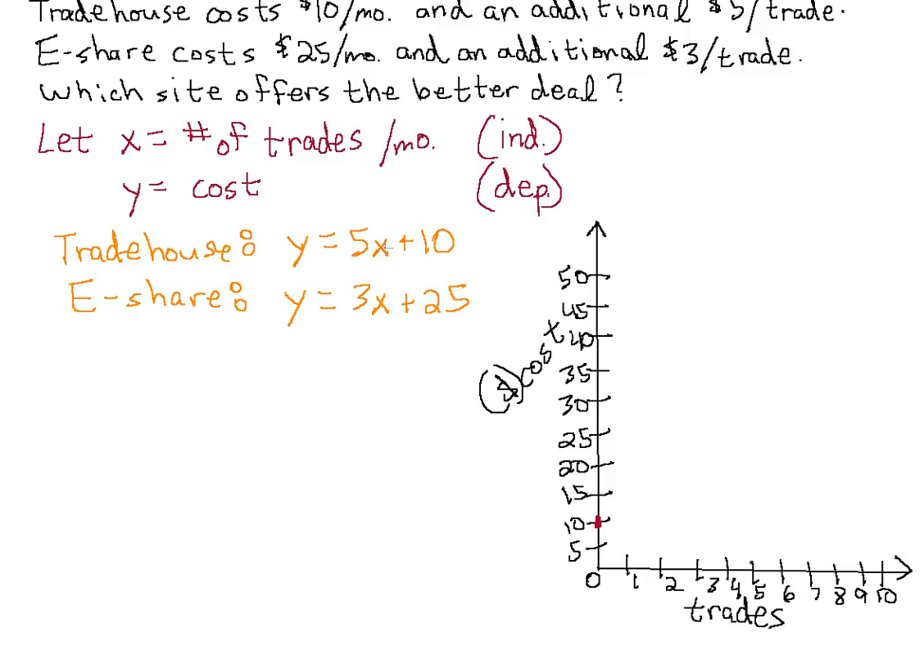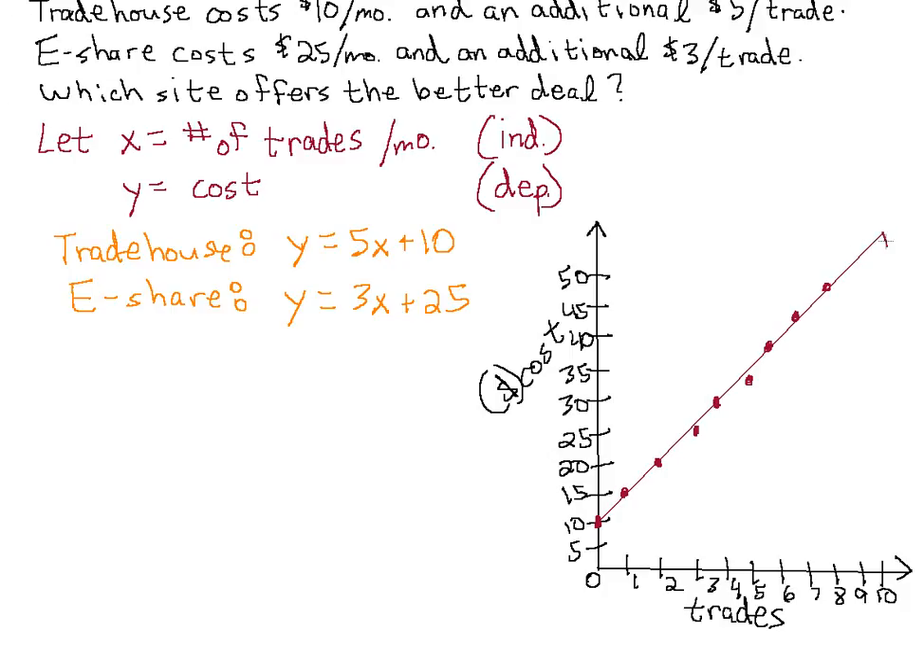If he makes 1 trade, 5 times 1 is 5, plus 10 is 15. If he makes 2 trades, it's 20. If he makes 3 trades, it's 25, so 3 and 25 is right here. If he makes 4 trades, it's 30. This is going to go up by 5s, which is why we scaled it by 5s. For 6 trades, he's going to be at 40. For 7, he's at 45, and for 8, he's at 50. Now let's draw a straight line as best as we can that passes through all these points.